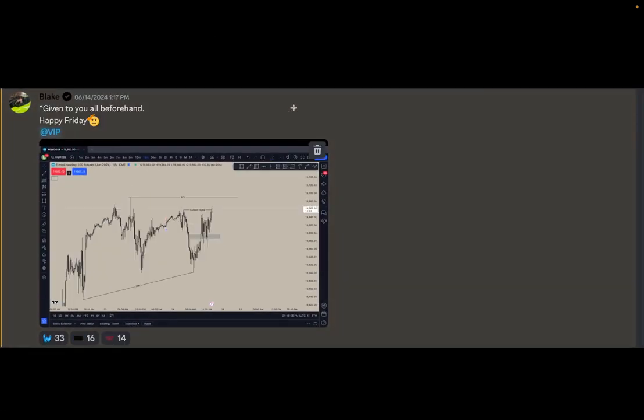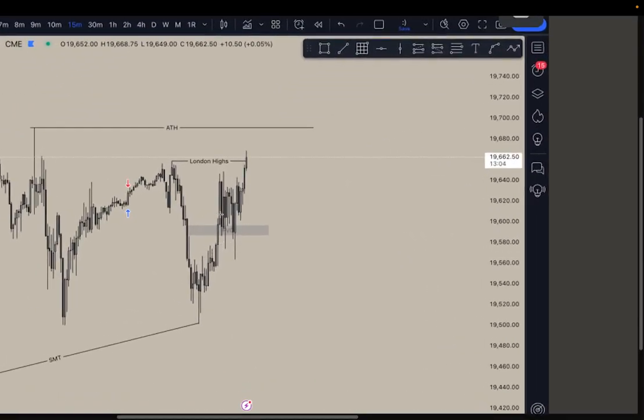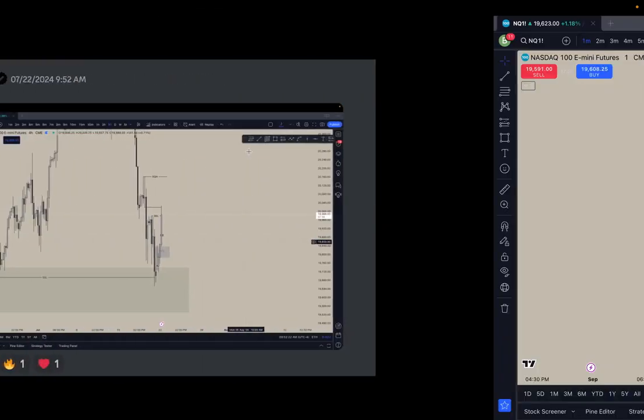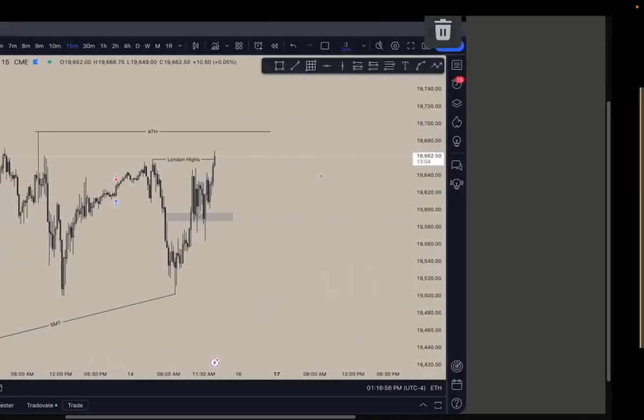So what did we do? We first traded towards equilibrium. Beautiful. We traded towards the equilibrium in that leg. Then we inverted this gap, traded back towards it, and we delivered towards London highs, right? We disrespected bearish PD arrays to then trade towards liquidity, okay? So here, we rebalanced. We did everything here, right? We rebalanced inefficiencies, that unfilled 15-minute fair value gap, rebalanced equilibrium, and we sought out that liquidity.